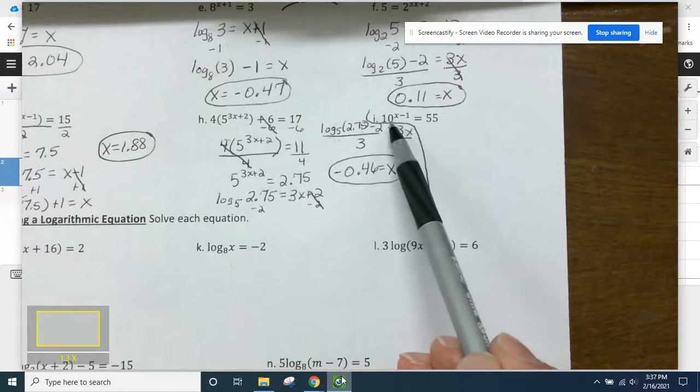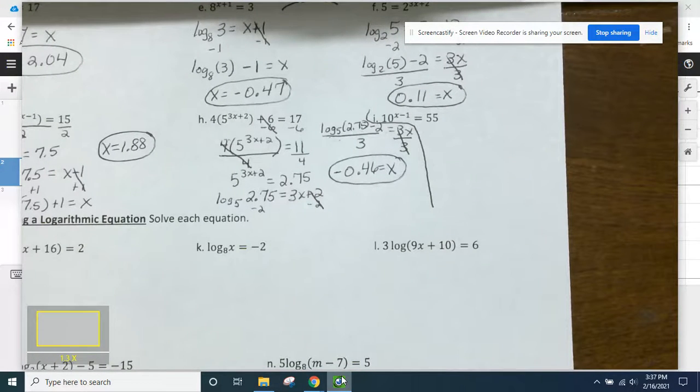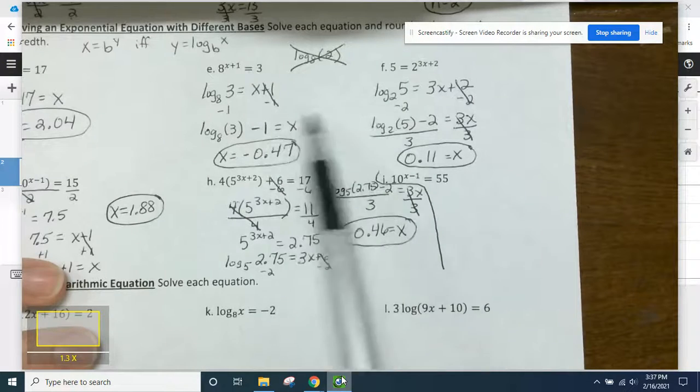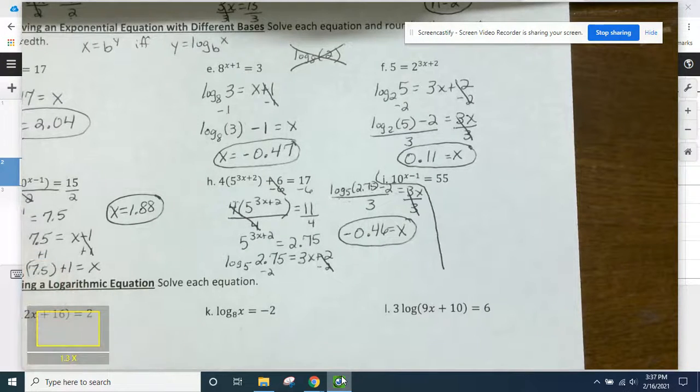All right, pause the video. Try example I here, 10 to the x minus 1 equals 55. That goes back down to something more basic like what we did up here at the beginning, and see what you can do with it, and then come back and I'll work it.